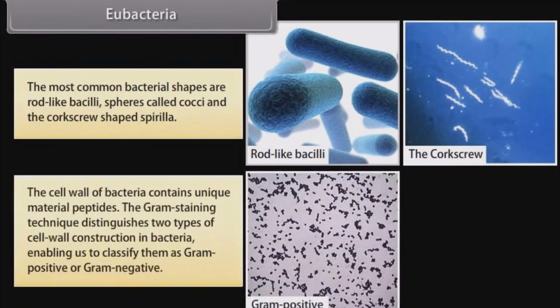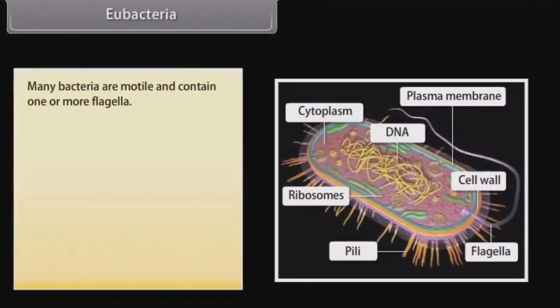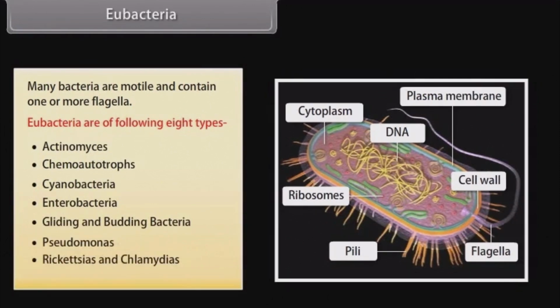The cell wall of bacteria contains unique material, peptidoglycan. The Gram staining technique distinguishes two types of cell wall construction in bacteria, enabling us to classify them as Gram-positive or Gram-negative. Many bacteria are motile and contain one or more flagella. Eubacteria are of the following 8 types: Actinomyces, chemoautotrophs, Cyanobacteria, Enterobacteria, gliding and budding bacteria, Pseudomonas, Rickettsias and Chlamydias, Spirochetes.